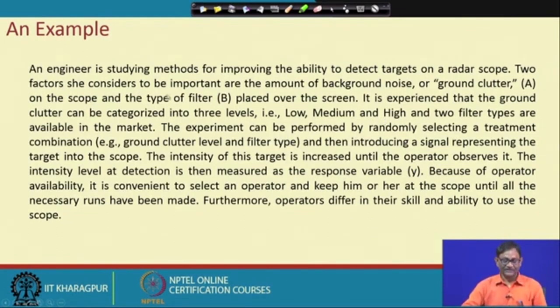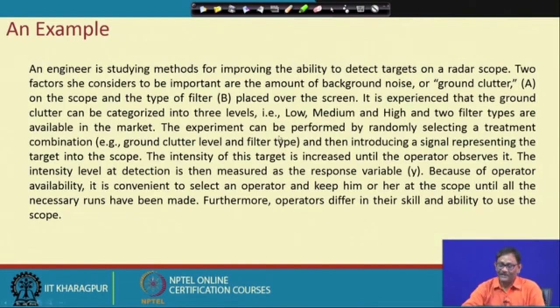Now the engineer finds that two important factors while designing the product, that is the radar scope, are the amount of background noise, which is known as ground clutter, and the type of filter placed over the screen. So these two important factors are controllable factors, because it is assumed that the ground clutter can be controlled, as well as the type of filter, as you have the opportunity to choose different kinds of filters. So it is experienced that the ground clutter can be categorized into three levels: low clutter, medium clutter and high clutter, and two filter types are available in the market.